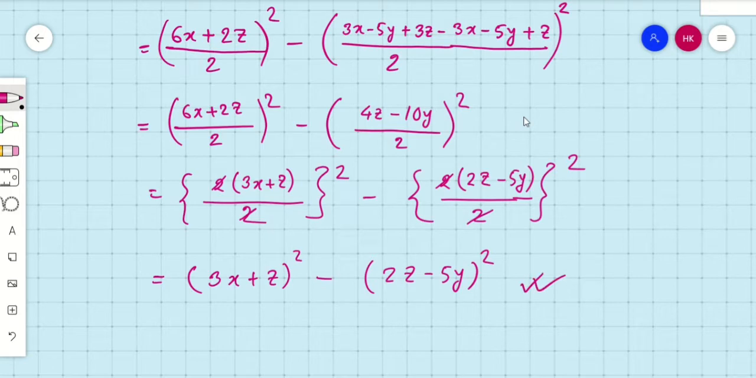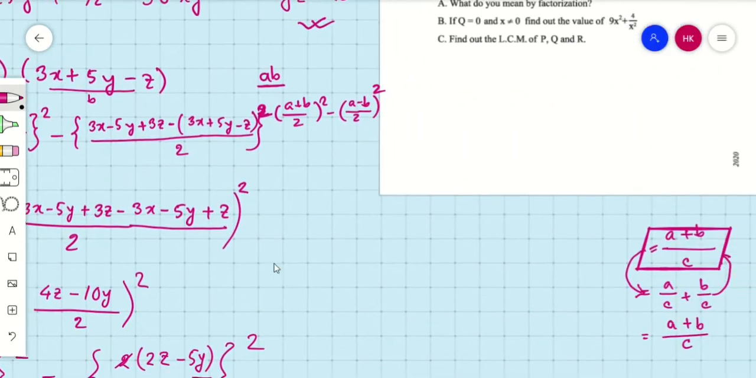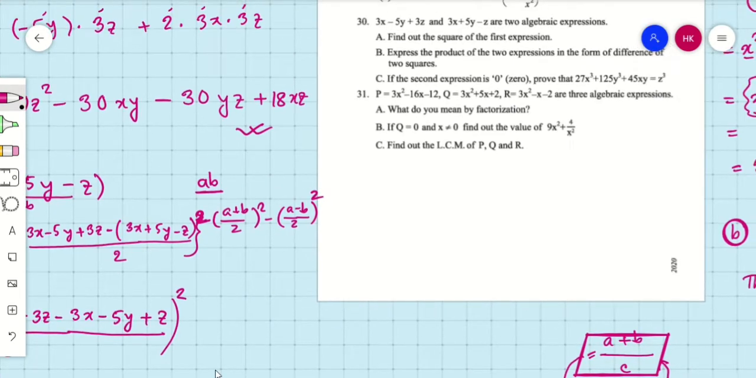which is in the form of difference of two squares. This is a square format, and this is the difference, and this is another square format. So we need to write like this. So this is the answer of number B. Now we move on to our next question, question number C.